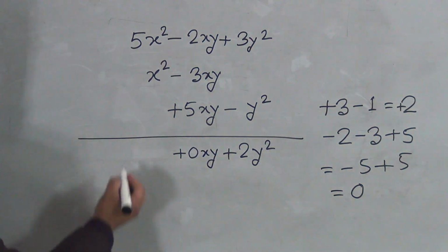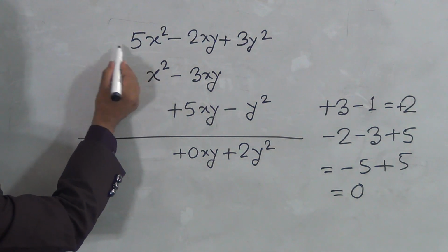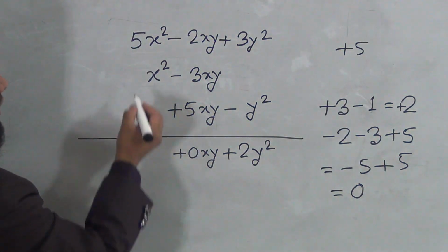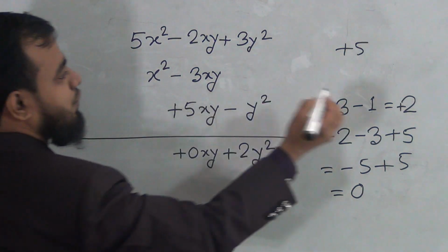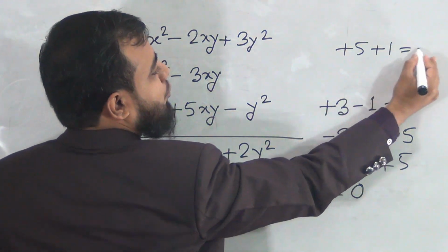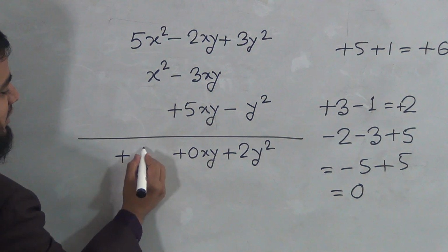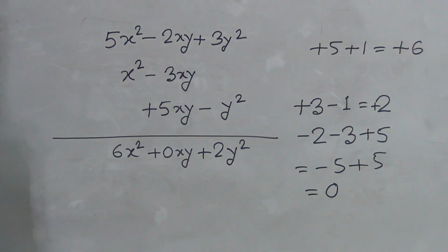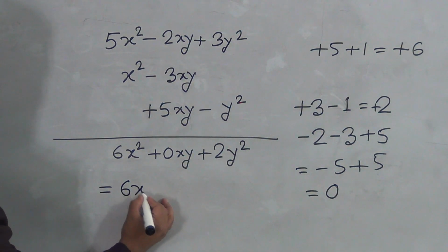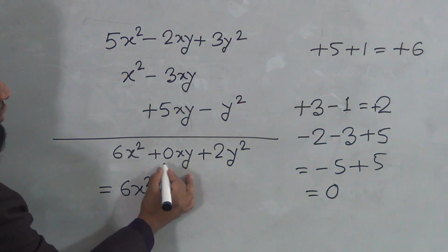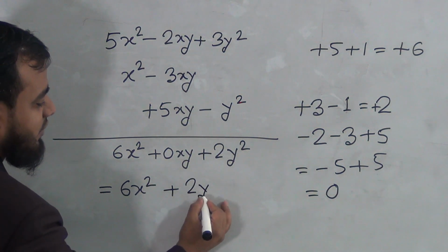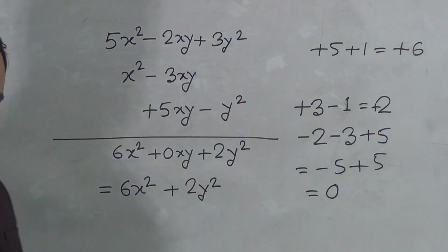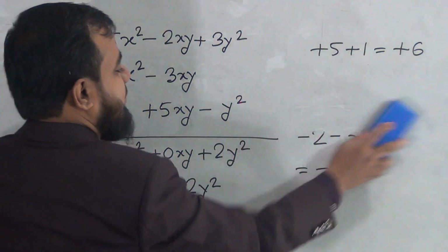Okay, now we should add the x square terms. The first x square has plus 5 as the coefficient of x square, so plus 5 will be our first numeral. Now the second x square has plus 1 as the coefficient of x square, so plus 1 will be our second numeral. It will be plus 6. Okay, it will be plus 6 x square. Before any number, no need to write down plus. Okay, so our required answer will be 6 x square, 0 with xy multiplied. That means it will be 0 plus this 2 y square. So it will be our required sum, 6 x square plus 2 y square. It will be our required sum of activity B.